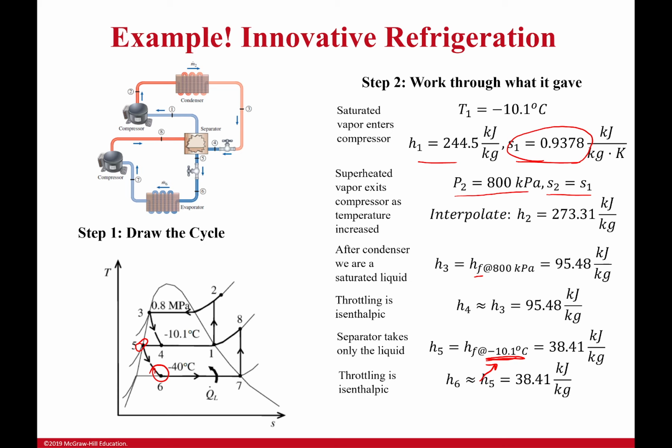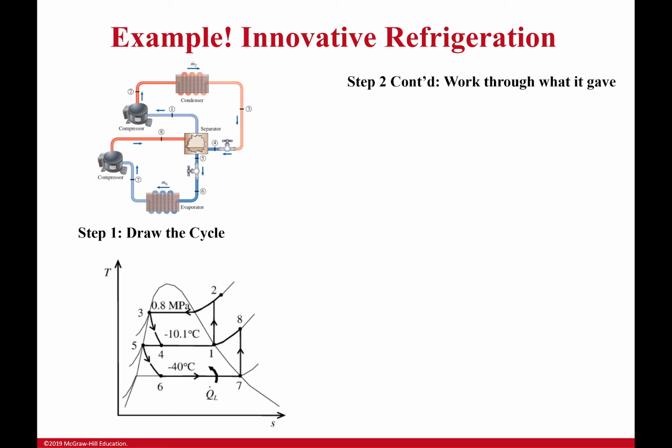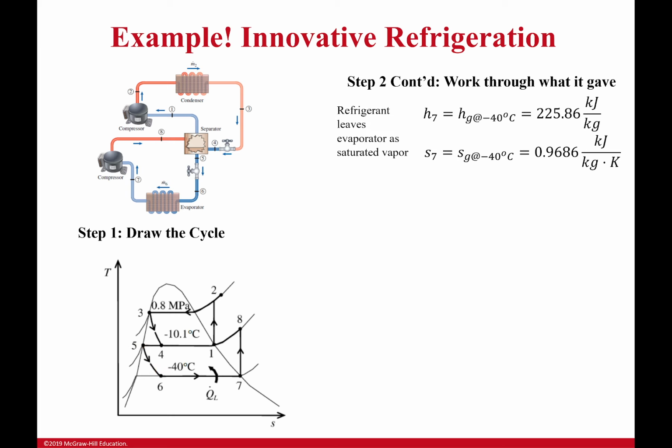Okay, so we've gotten 6 of the 8 points. Let's keep on going and finish those last 2. So for point 7, it is a saturated vapor. It's a saturated vapor at negative 40 degrees Celsius. Negative 40 is a nice round number, easy to find in your tables, and it's saturated vapor, so you look for all the G properties. We're going to need both the enthalpy and the entropy because that entropy is going to help us figure out point 8, which until this point we didn't have enough information to actually solve.